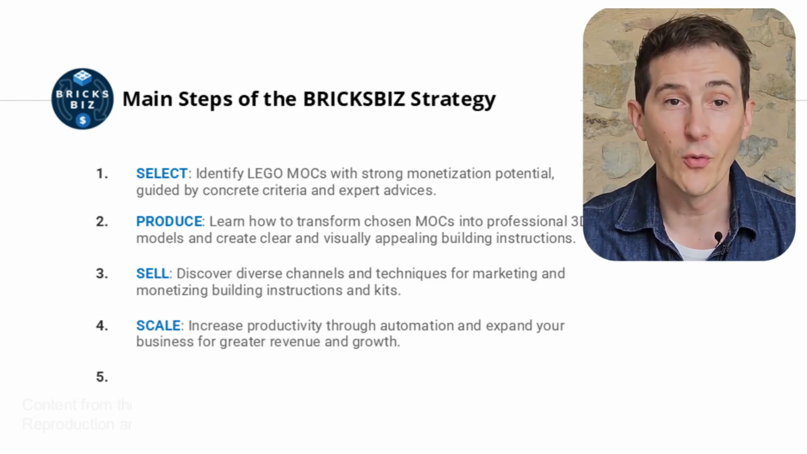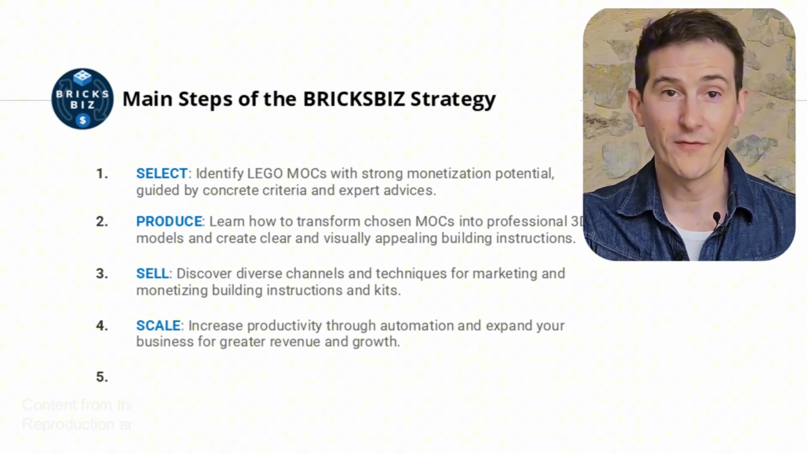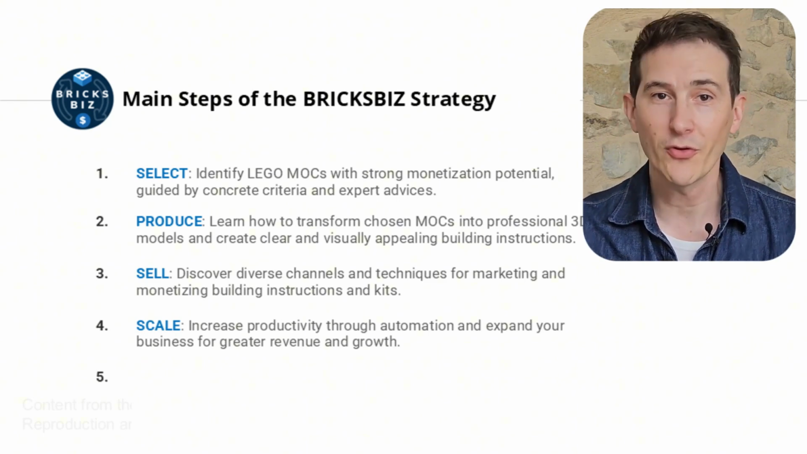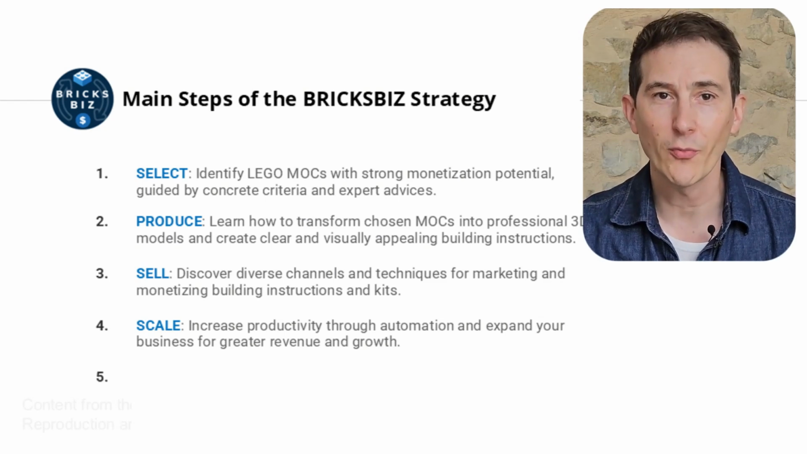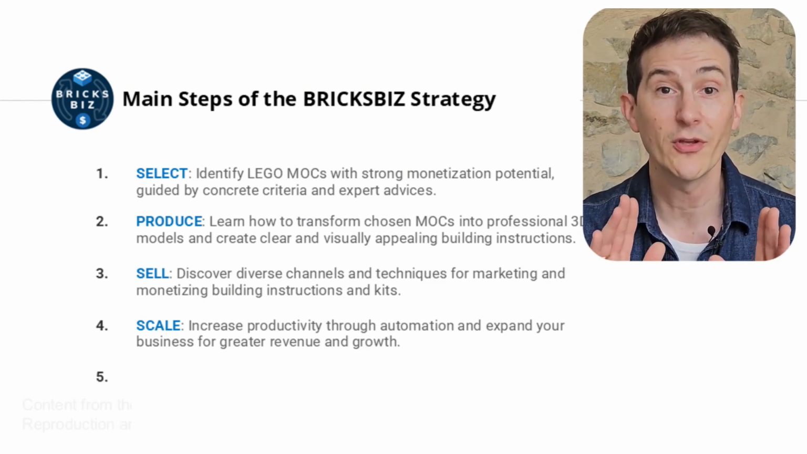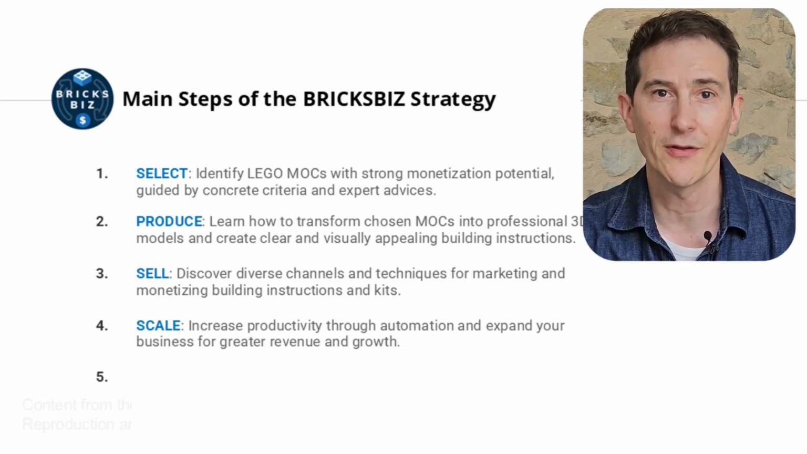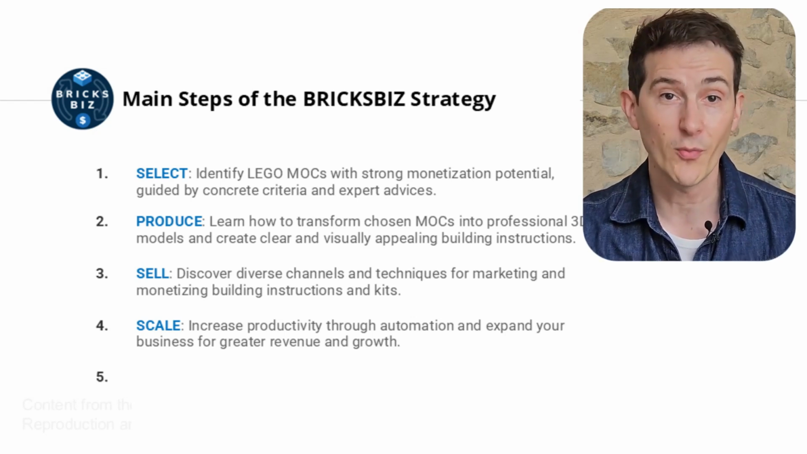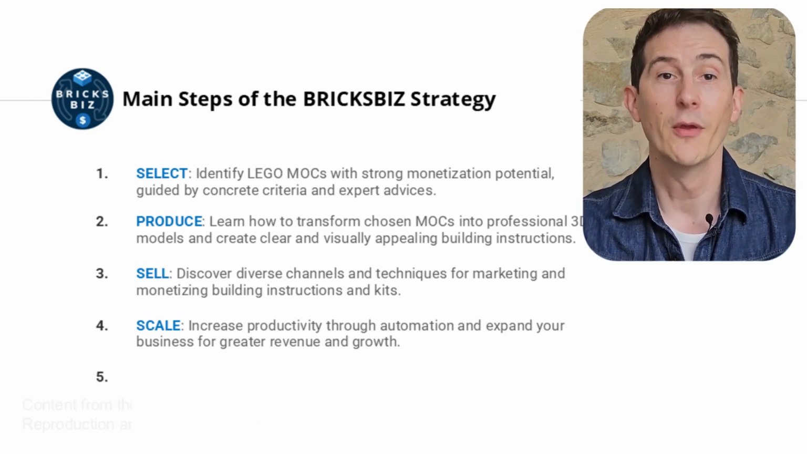The fourth step is to automate and expand your business. Become faster at producing content and increase your business tenfold. You will learn techniques to increase your productivity throughout the marketing cycle of your building instructions and kits, thanks to automation. You will also learn how to develop your business and boost your growth and therefore your income by optimizing your content on social networks or by following the best practices that will be explained to you.